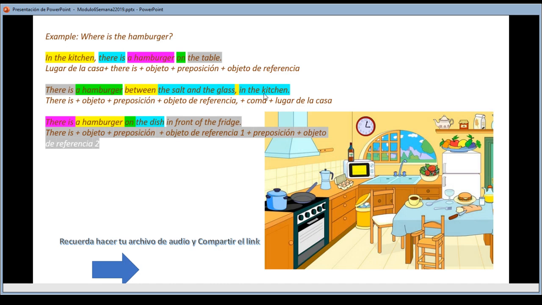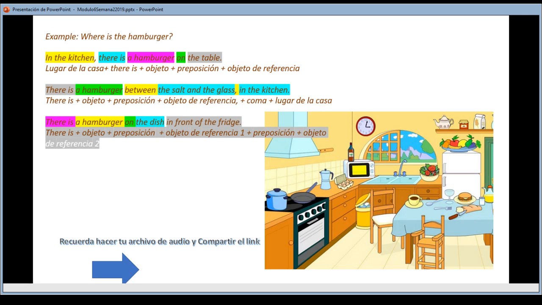Where is the hamburger? So let's find the hamburger here in the picture. It's here, yes, you see it. Then I can answer in 3 different ways. For example, in the kitchen, the part of the house, there is a hamburger on the table.